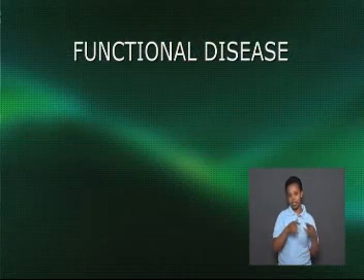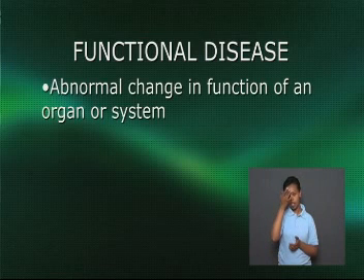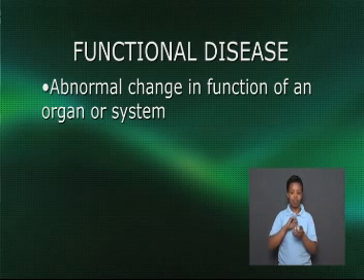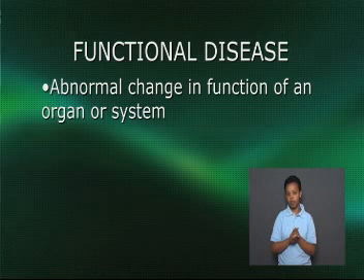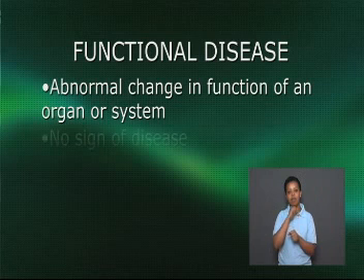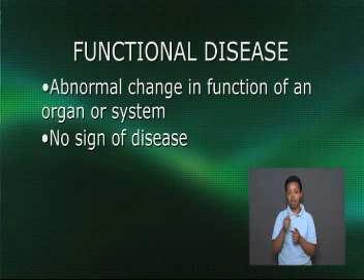Infectious disease is just one type of disease. Disease can be caused by a number of other factors, such as deficiencies or genetics. A functional disease is one in which there is an abnormal change in the function of an organ, but no structural alteration in the tissues involved. There is an obvious malfunction in the organ or the system without any obvious sign of disease.